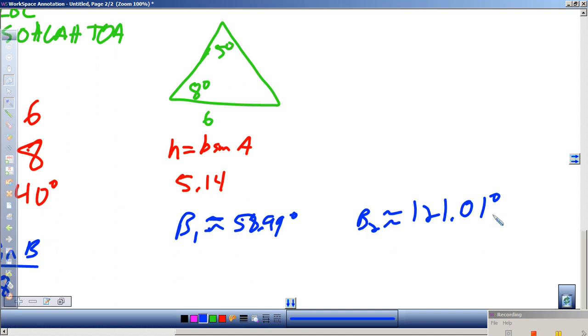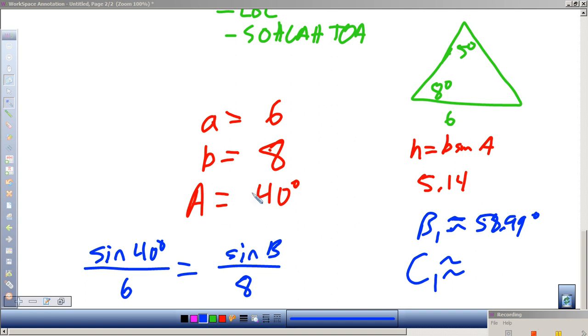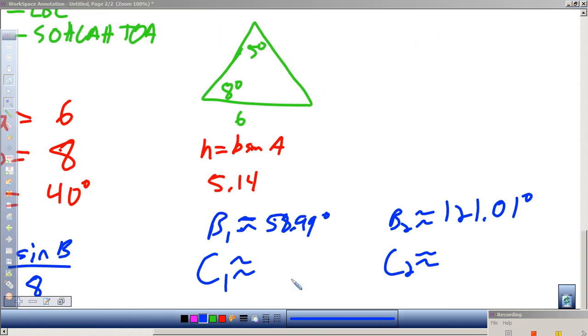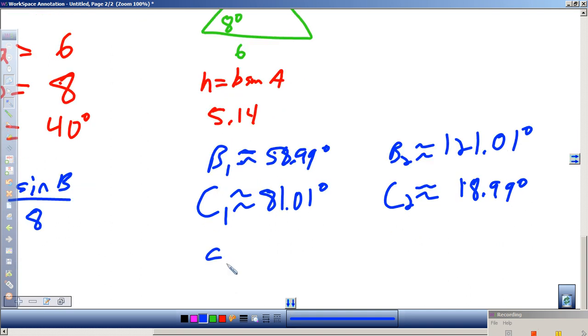So now I've got B1 and B2. Now we can get capital C1 and capital C2. That's just taking 180 minus 40 minus 58.99, so it could be like 81.01 degrees. And then 180 minus this, minus 40, is 18.99 degrees. And then you get little c1 and little c2 using the law of sines again. That's how you get your two cases.